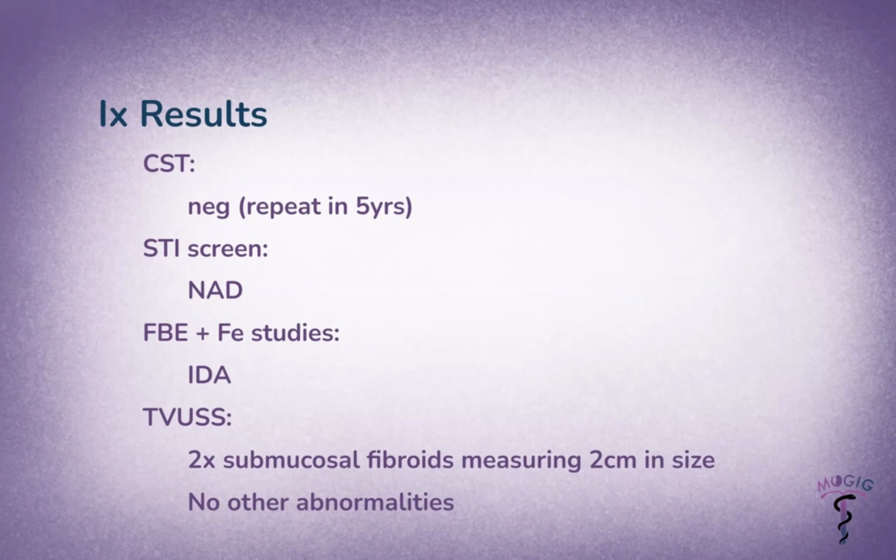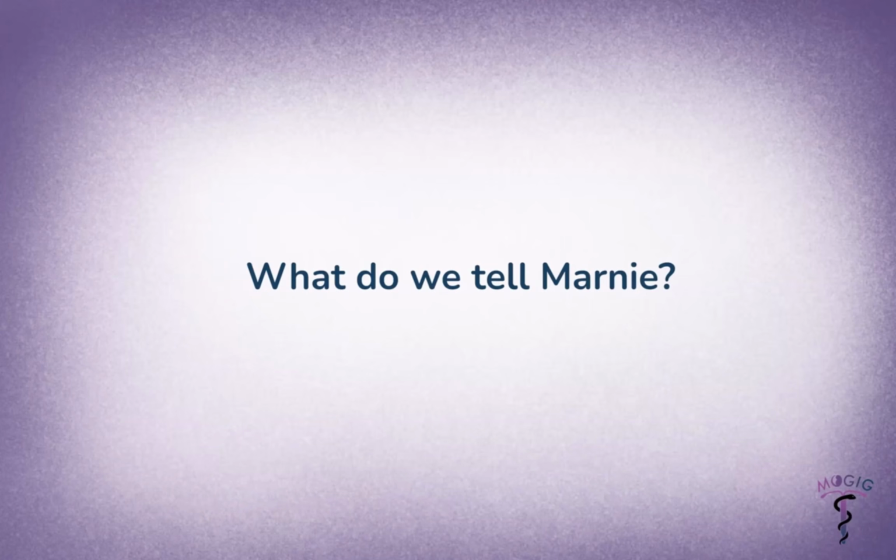Her FBA and iron studies show that she had iron deficiency anemia. So you organise an iron transfusion as well as some ongoing supplementation for Marnie. Her transvaginal ultrasound found that she had 2 submucosal fibroids, each measuring 2 centimetres in size, but no other abnormalities besides this. When we're thinking about fibroids, these are ultimately little outpouchings of blood vessels and endometrial tissue that sit in sort of 3 places possibly.